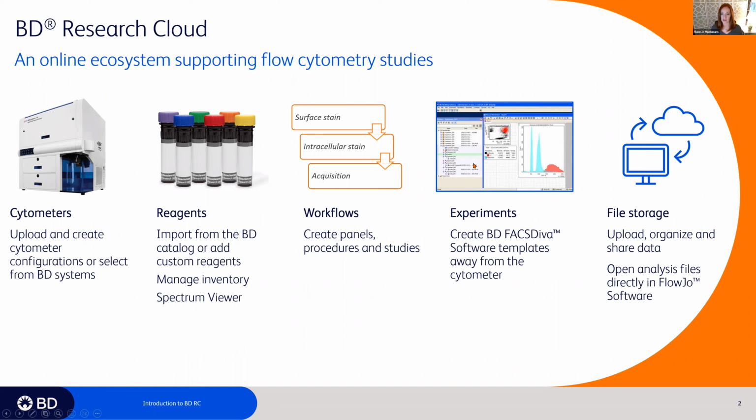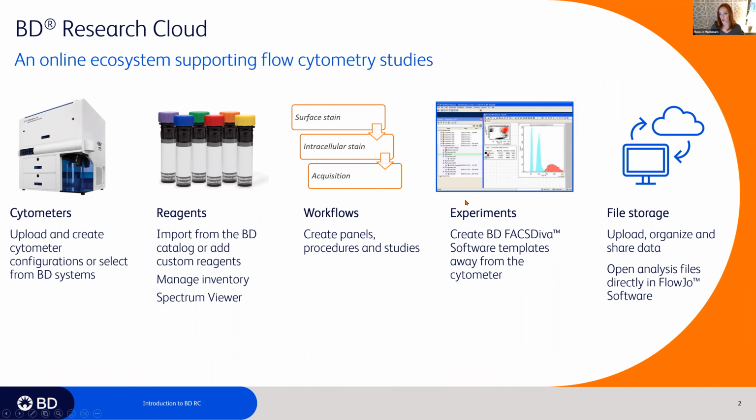And again, this is going to bring in labels from panels that you've designed based on your cytometer configuration. So it's all based off cytometer configurations that you're using, pre-existing or that you've uploaded, to match what's available in your lab or your core. And after you make these templates, you can bring them right into Diva and acquire your samples.